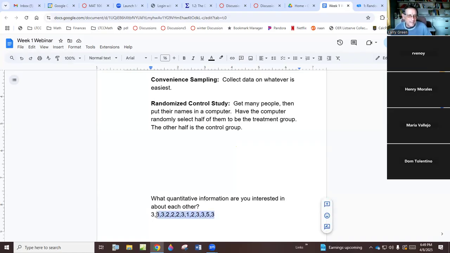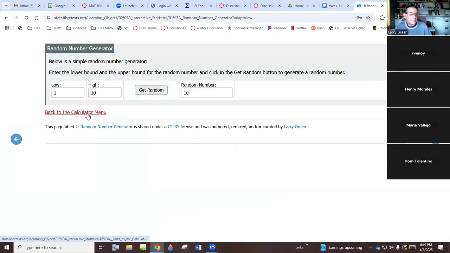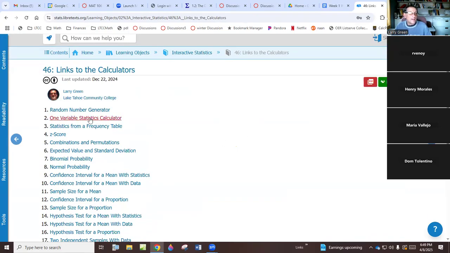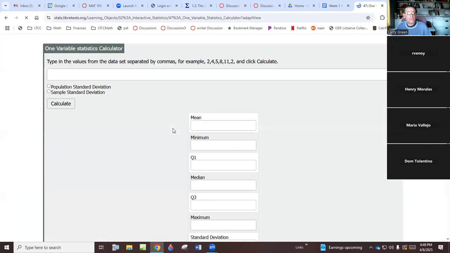Okay, so here's what we can do. And this is important to watch me do it. This is not for the project. This is for like homework and stuff. I can copy this, Control C, if you're using the PC. And then I'm going to go back to the calculator menu. And I'm going to go to the one variable statistics calculator. I'm going to go Control V. Notice it says type in the values separated by commas.